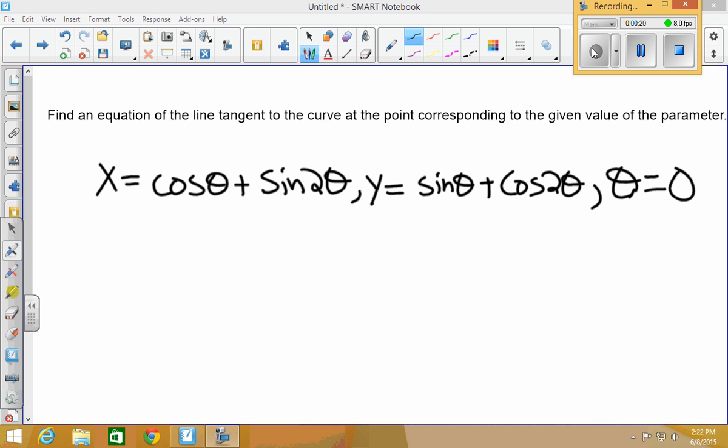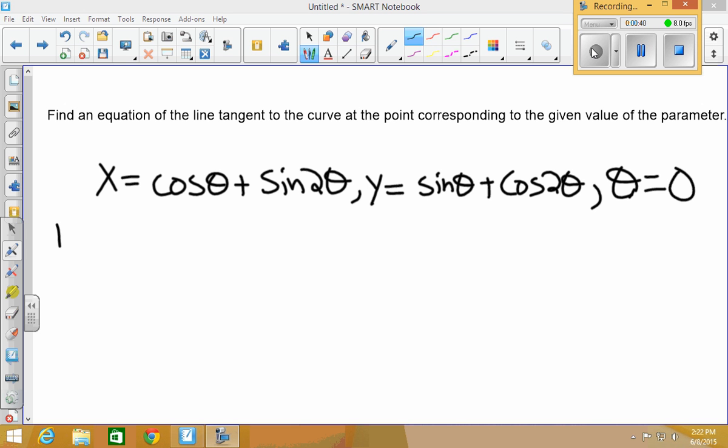If we're going to find an equation of the tangent line to the curve at this point, we should use the point slope form. And so we're going to need a point that's on the line. We find a point on the line by evaluating the x and y equations at theta equals 0.